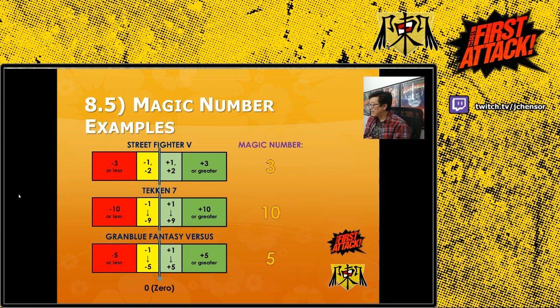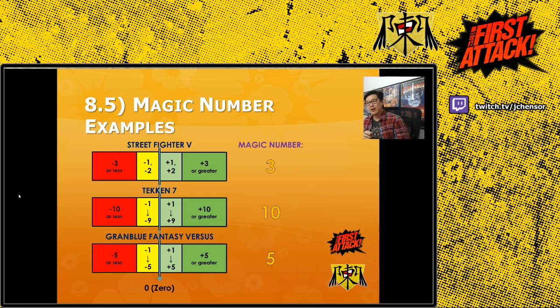And why is this? Because in Street Fighter V, the fastest move that most characters have is 3 frames. In Tekken 7, the fastest move that pretty much every character has is 10 frames, which is generally standing 1 and down 1 and crouching 1. You know, just the little standing punch or the little crouching punch. Those are 10 frames. Those are the fastest moves that you generally have in Tekken 7. In Granblue Fantasy Versus, almost everybody's close-up light attack is 5 frames. And so 5 has become the magic number for Granblue Fantasy Versus.